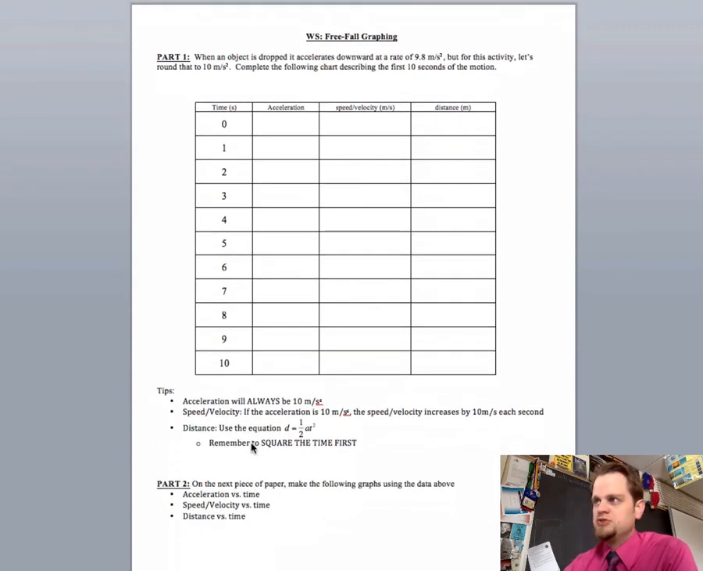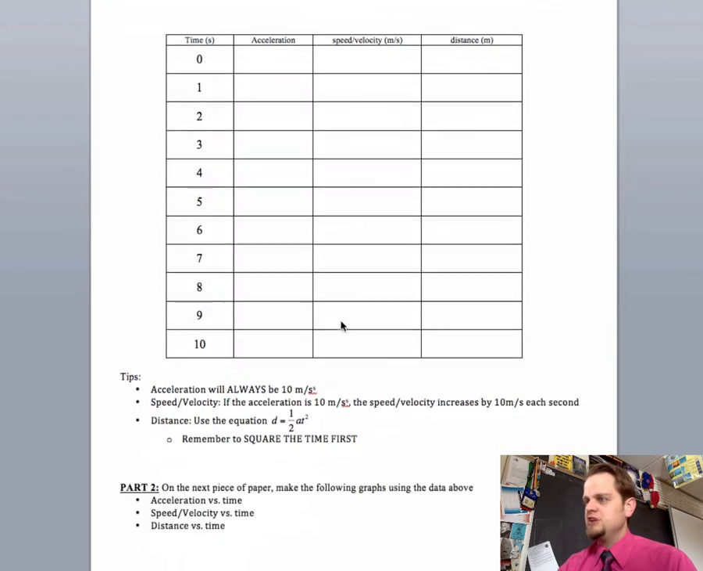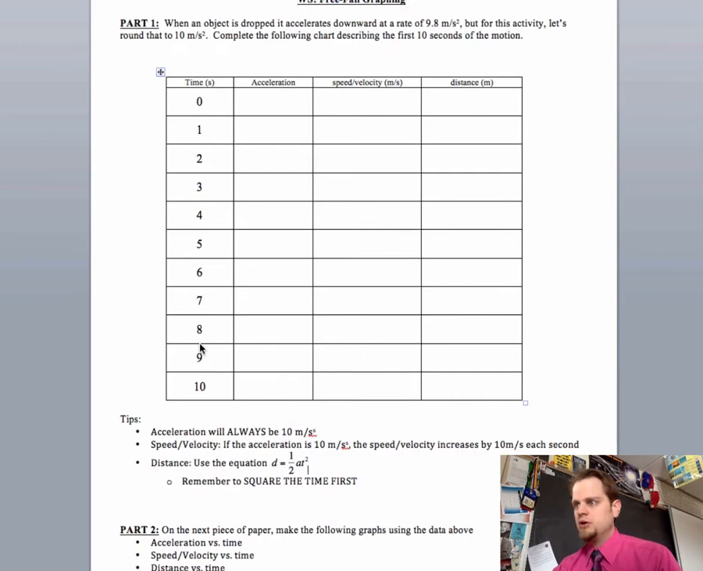So let's take a look at the first one, free fall graphing, okay? Now, first off, you'll see there are some tips down here, okay? One tip for acceleration, one for speed and velocity, and one for distance, okay? So let's look at part 1.